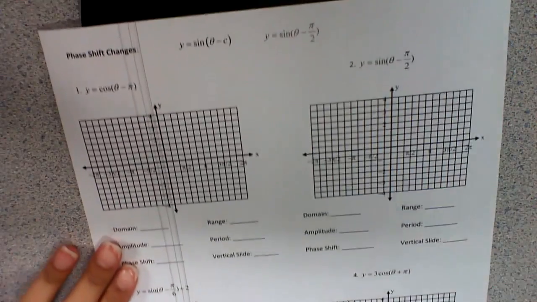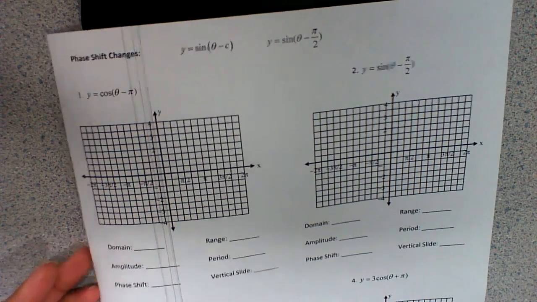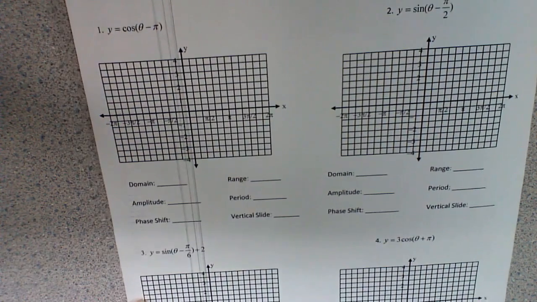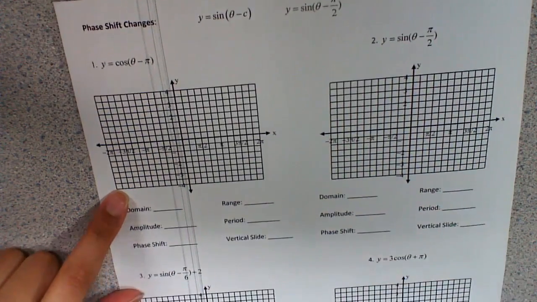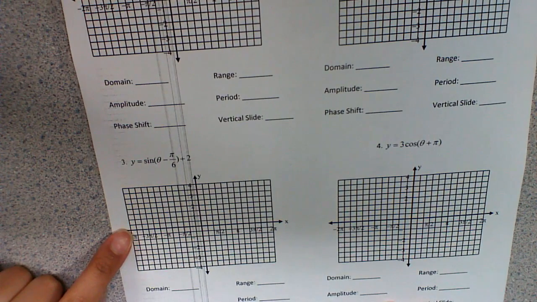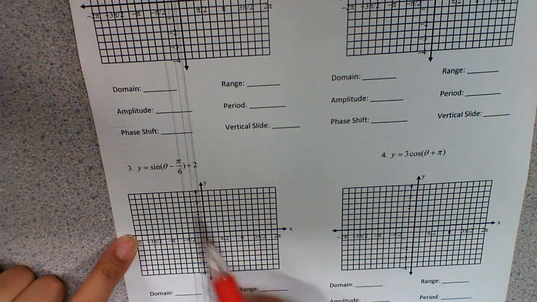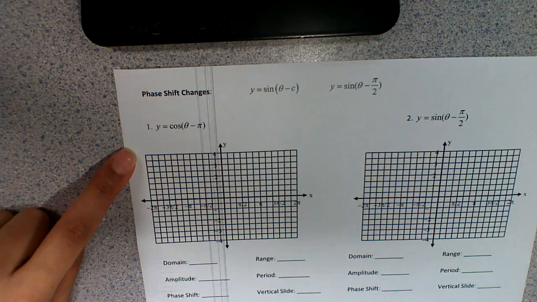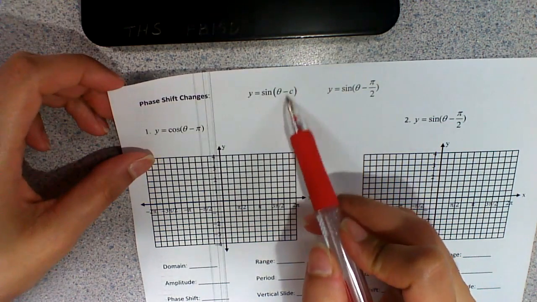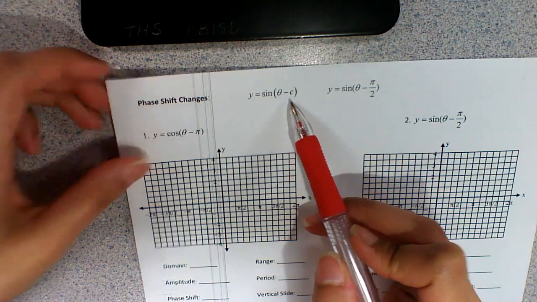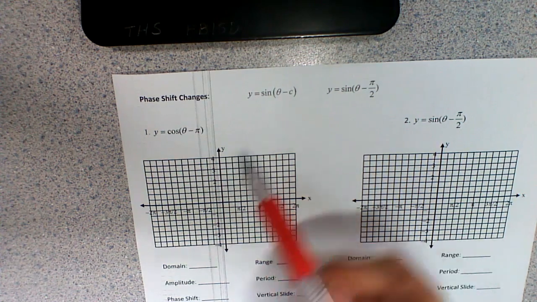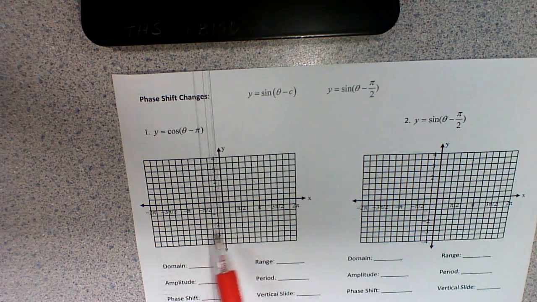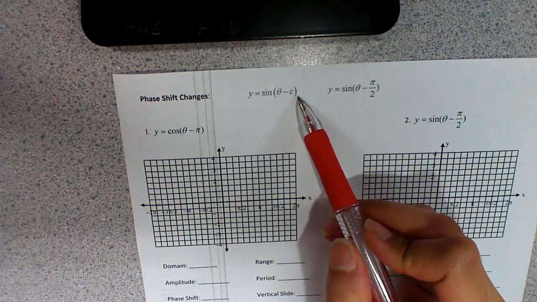Okay, on page 4, you have phase shifts. I'm going to do numbers 3 and 4 because I think 1 and 2 are a little bit simpler. But number 3, you have a sine function, and you have theta minus pi over 6. Now remember, phase shift is a left or right move. Normally you have a whole number left or right move. But now, because we're working with radians and your x-axis is full of radians and nothing else, it only makes sense to have a phase shift in terms of pi.